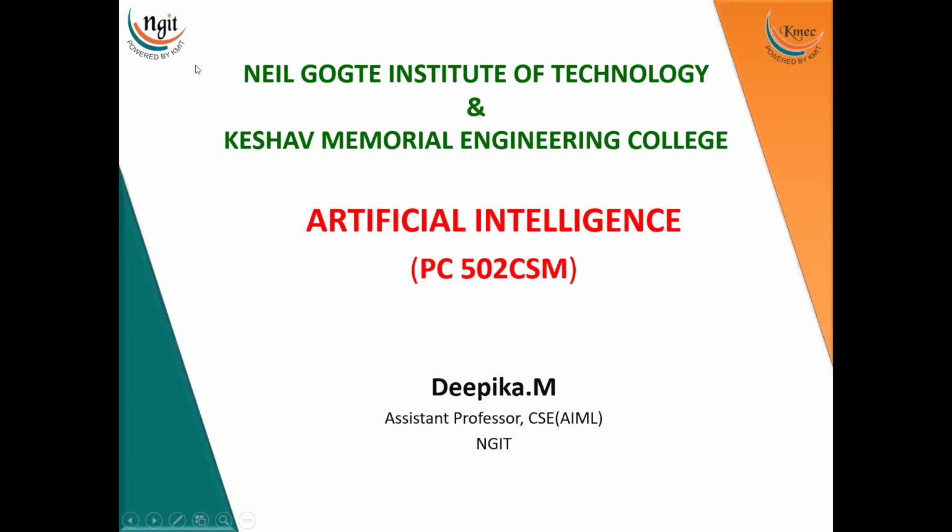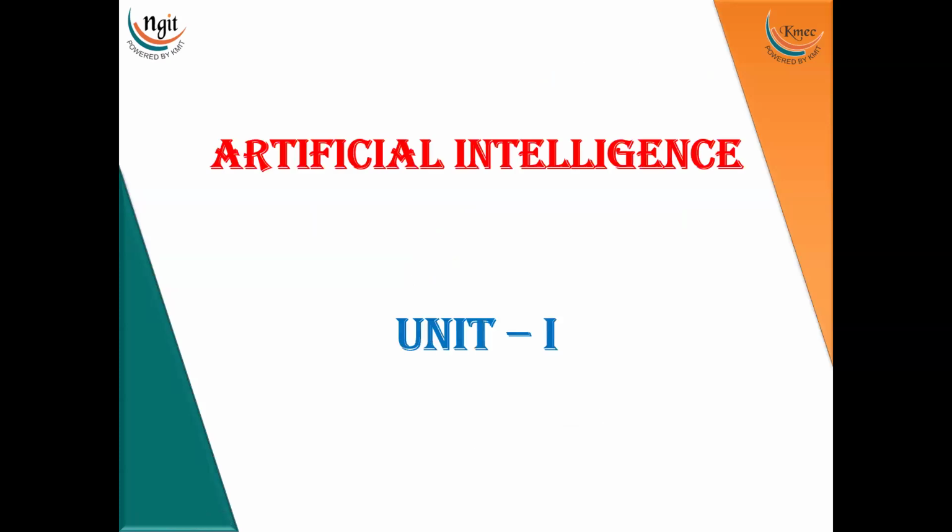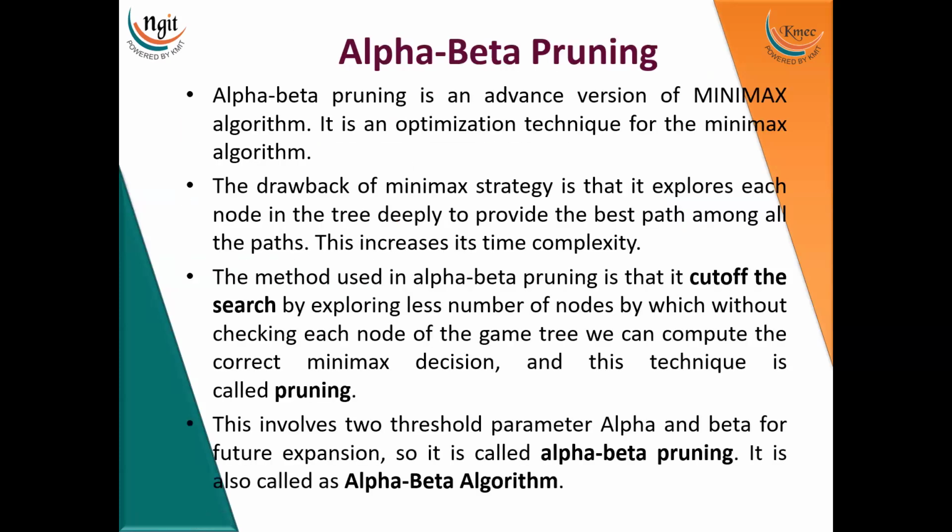Good morning, everyone. In this session, let us discuss the last concept of Unit 1, that is alpha beta pruning. This alpha beta pruning is an advanced version of the min-max algorithm, and it is also an optimization technique for the min-max algorithm. The drawback of the min-max strategy is that it explores each node in the tree deeply to provide the best path among all the paths, so that it increases its time complexity.